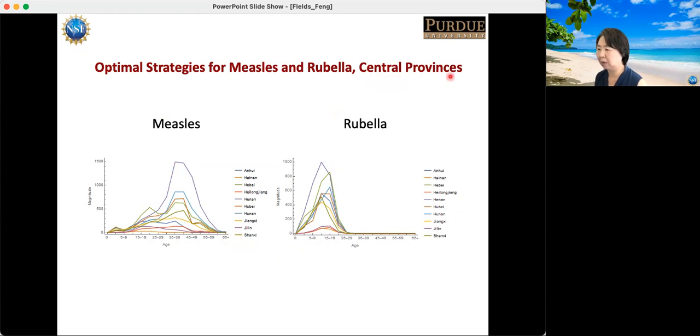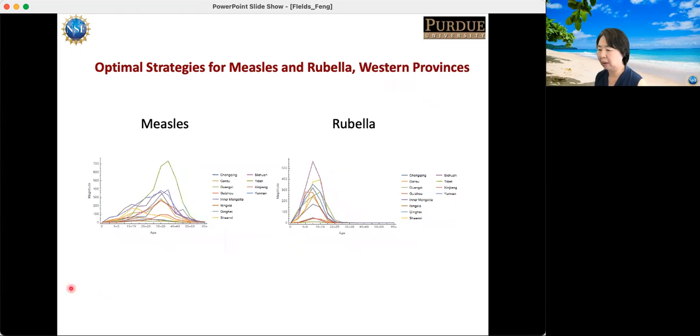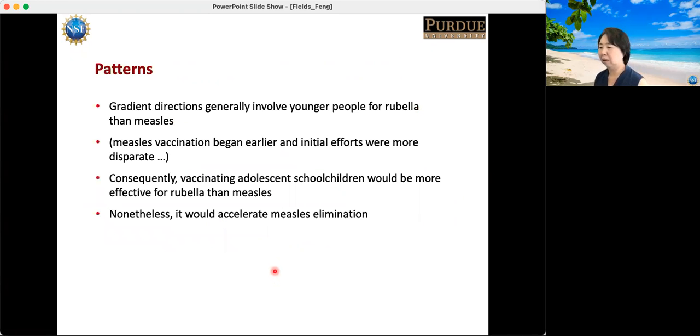Similarly, for other central provinces, a similar pattern. For the western provinces, also similar. Okay, so what we observe is that for the rubella, we should focus more on younger groups, because younger groups have more contacts, are more active, and they have higher indirect impacts. So even though they may not be optimal for measles, they can still accelerate the elimination of both rubella and measles.